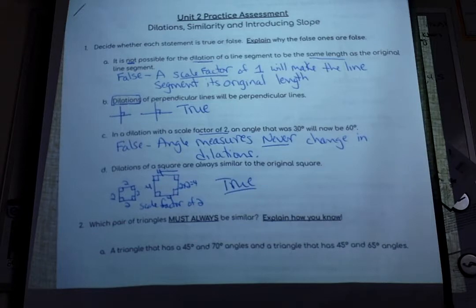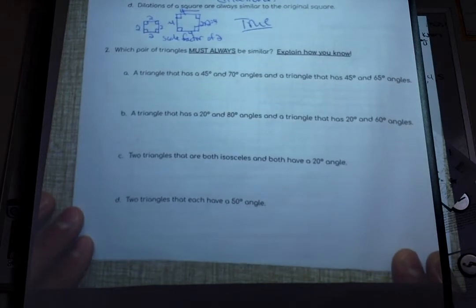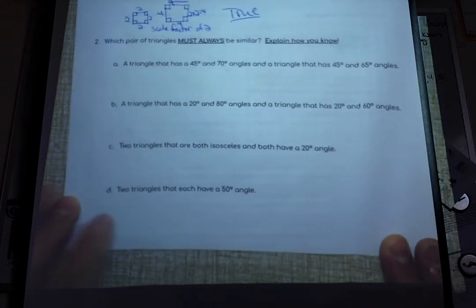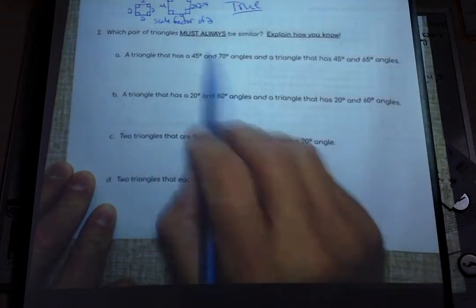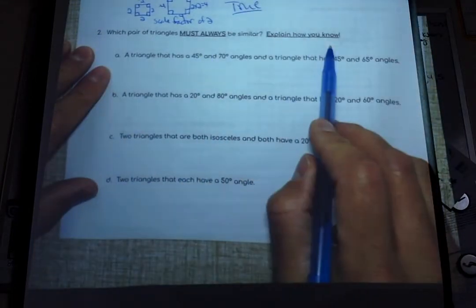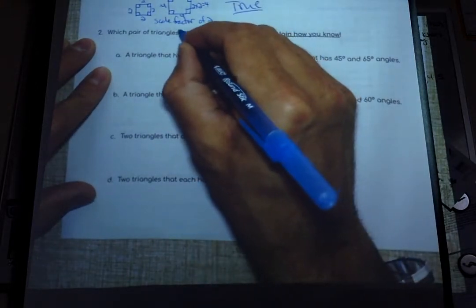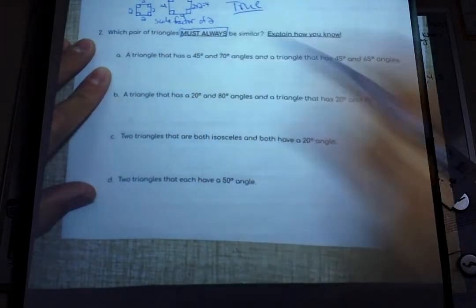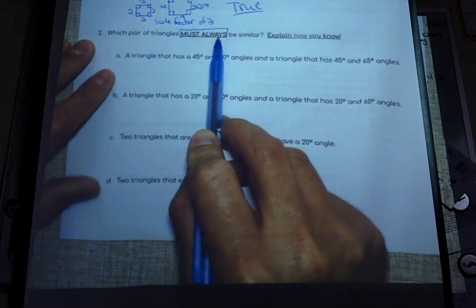Moving on. Down to number 2. Number 2 reads, which pair of triangles must always be similar? Explain how you know. So we're looking for they must always be similar. So if we can come up with one way they're not similar, then we know it's false.